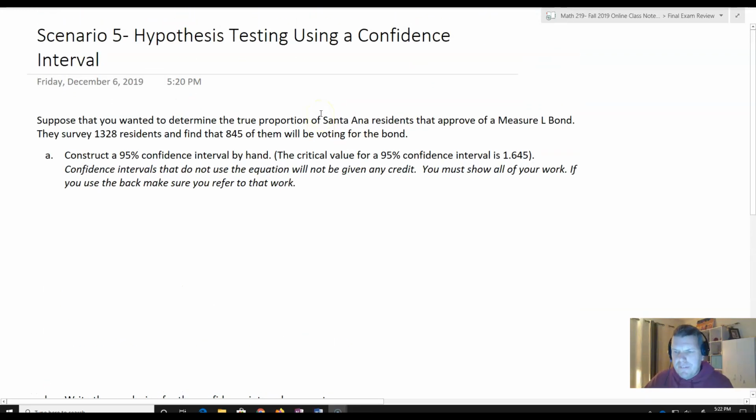Okay, so this is our fifth scenario using hypothesis testing using a confidence interval. I included this one just to give you another way of thinking about hypothesis testing. For the most part, if we're going to do a confidence interval one, we're only going to do it for a single sample. I won't really use a difference one. We actually have a difference of means, but that might show up on your other final exam.